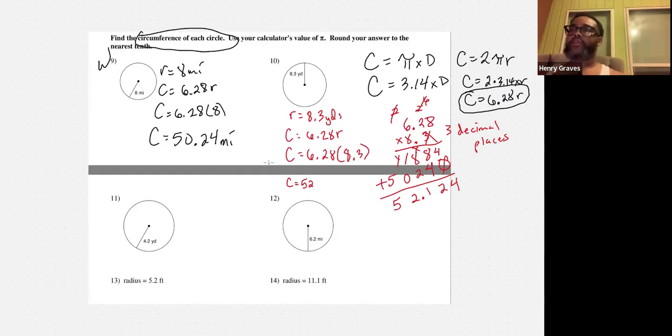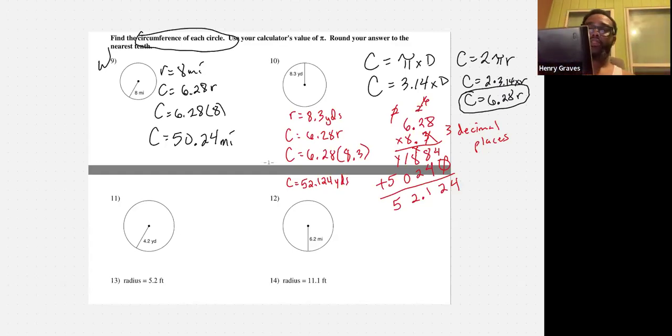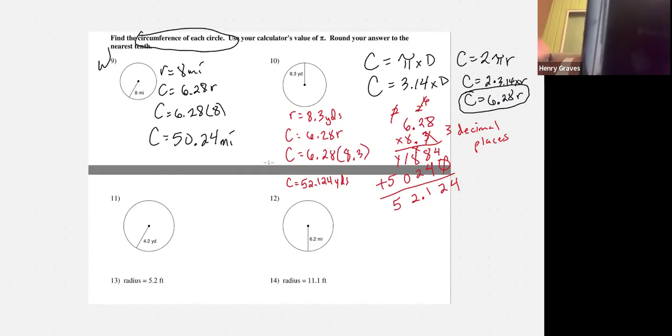So let me see if my guy agrees with me. 6.28 times 8.3. I was wrong. I must take an L. Oh, wait. I put the wrong numbers in. 6.28 times 8.3. Hold up. Yeah. So what happened before, I put 6.25 times 8.3. Wrong. 6.28 times 8.3. Sometimes these calculators be having a mind of their own, I swear.